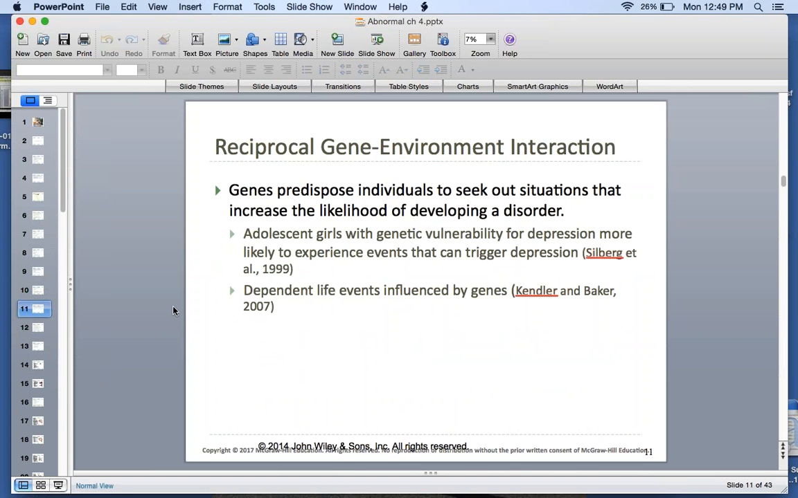Okay. We have reciprocal gene-environment interaction. So genes predispose individuals to seek out situations that then likely increase the likelihood of developing a disorder. So this is where it gets all confusing and we say nature, nurture, nurture, nature. So for example here, adolescent girls with a genetic vulnerability for depression are actually more likely to seek out experiences that will trigger depression.